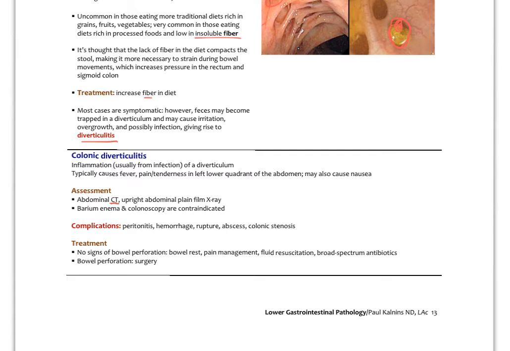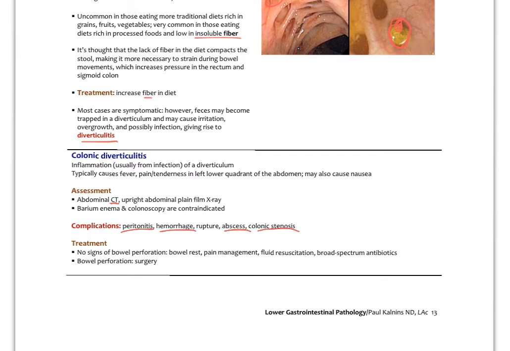Barium enema and colonoscopy are contraindicated because they might actually rupture the colon, and you don't want that happening. The complications are, again, rupture, which can create peritonitis, hemorrhage, abscess, and then stenosis, a narrowing of that part of the colon due to inflammation and the scar tissue that builds up.